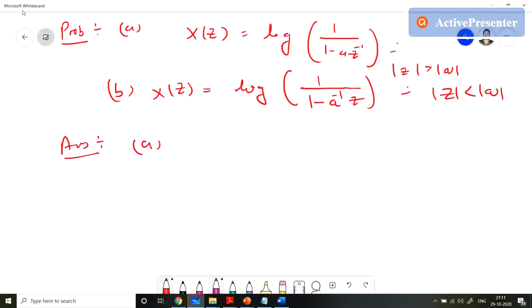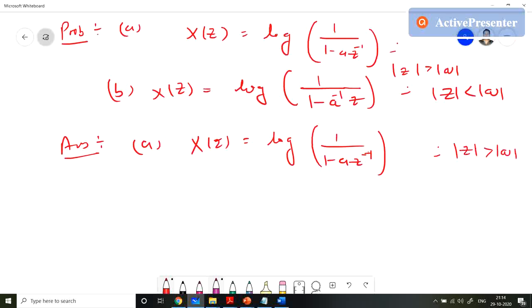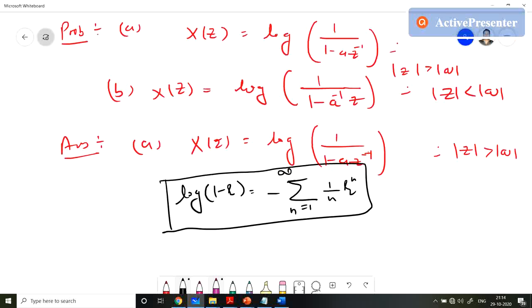So the problem A is, X(z) is given as log 1 divided by 1 minus a z inverse, and the ROC is modulus of z is greater than modulus of a. And now we can apply the formula for log 1 minus r, that is log 1 minus r is equal to minus summation n equals 1 to infinity 1 divided by n r raised to the power n. So we can use this formula. Now how we are going to use this formula, let us discuss that point.